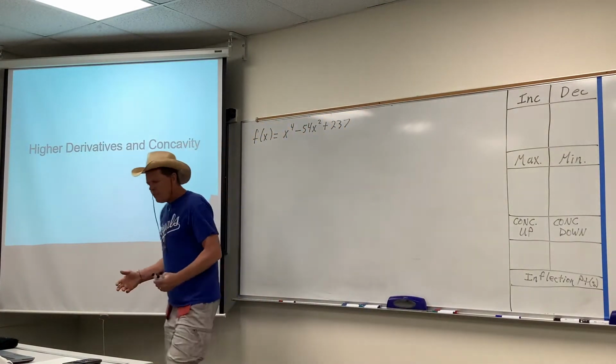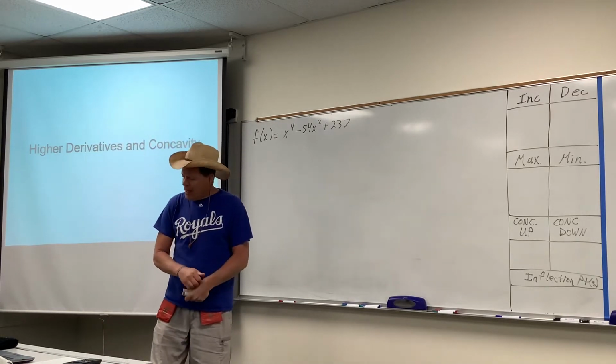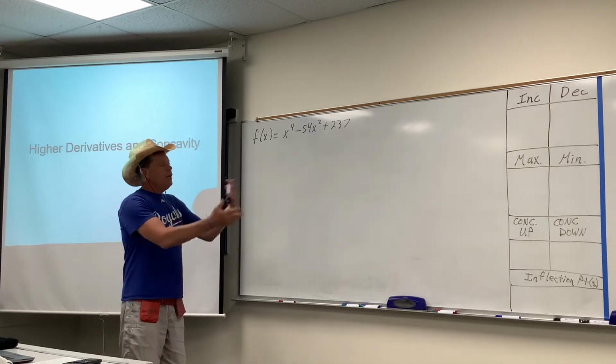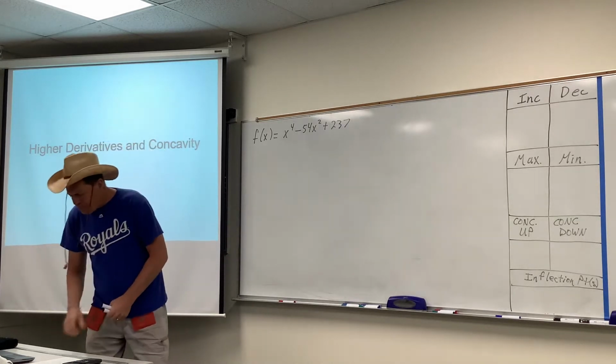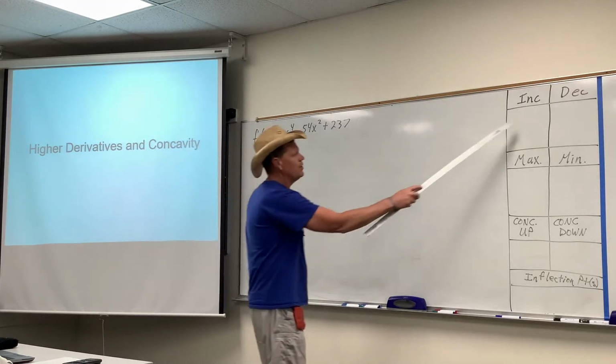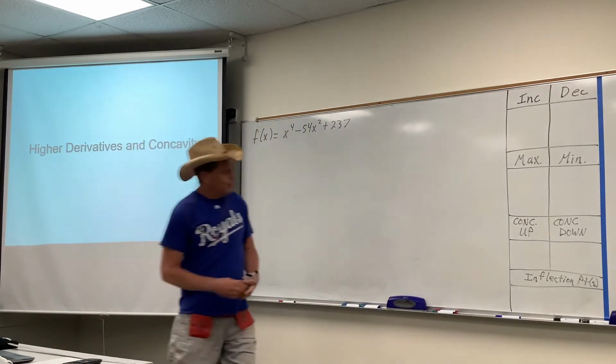Anyway, this is assignment 22, higher derivatives and concavity. We have a function here. We're going to determine some information about it in order to graph it. Now, increase, decrease, max, min. I want to remind you that that would all be first derivative information, wouldn't it?